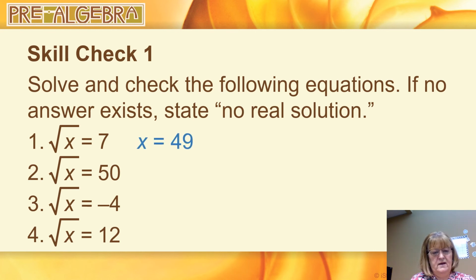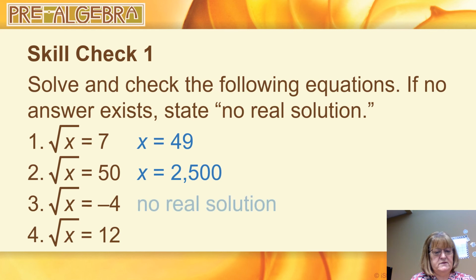x equals 49. Square both sides and we get x is 2,500. Square both sides, I have no real solution. When you check your answer here, the square root of positive 16 is not negative 4. The negative square root of 16 would be that, but not negative 4. Okay, and final answer, 144. All right, that's our lesson for today.